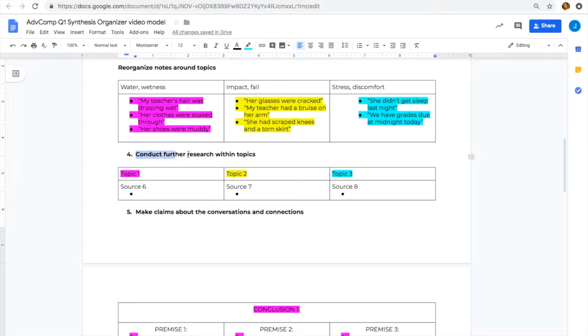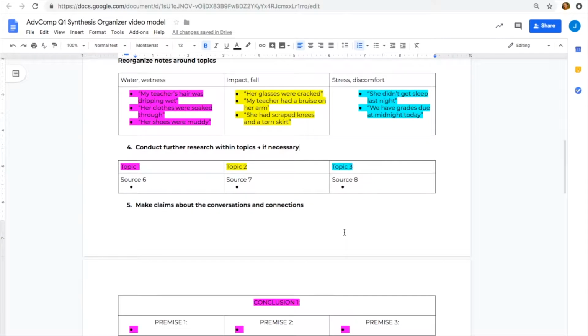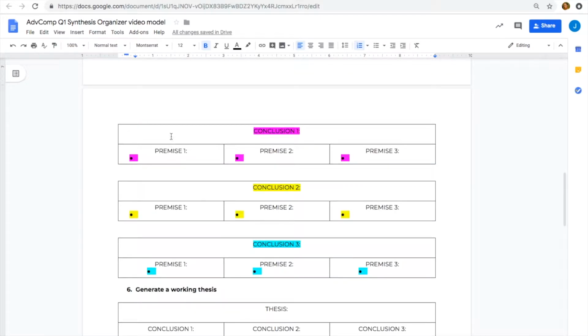Next up, we are going to conduct further research, but only if necessary. At this point, I don't think that I need to conduct any more research to probably get to an answer to my driving question, so I am going to leave that be. Next, we are going to look at the actual argument. We're going to build our body paragraphs.